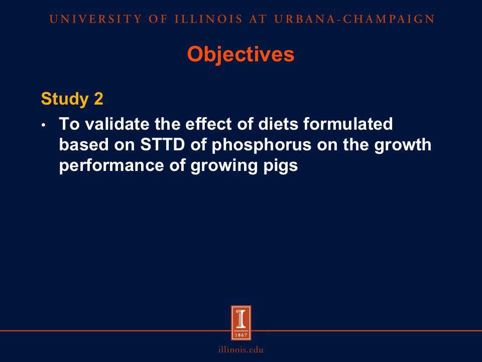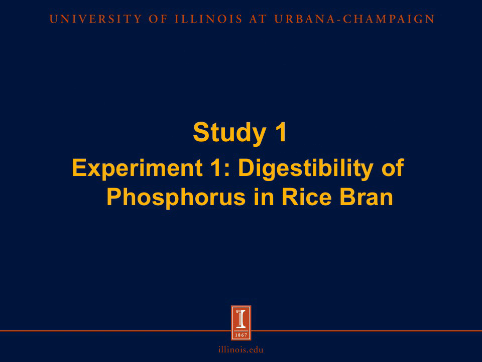For Study 2, the objective is to validate the effect of diets formulated based on STTD of phosphorus on the growth performance of growing pigs. Let's start with Study 1, Experiment 1, which is a determination of digestibility of phosphorus in rice bran.